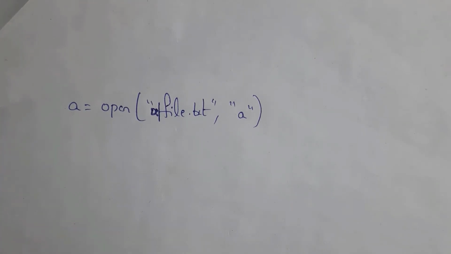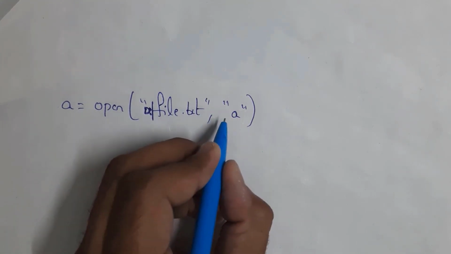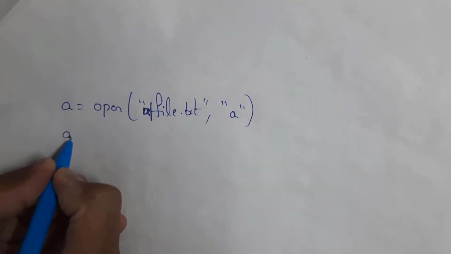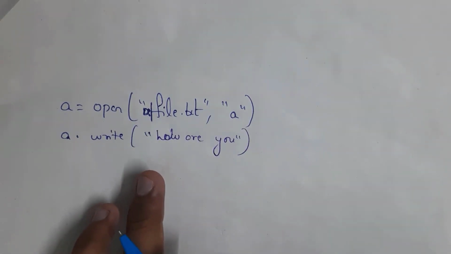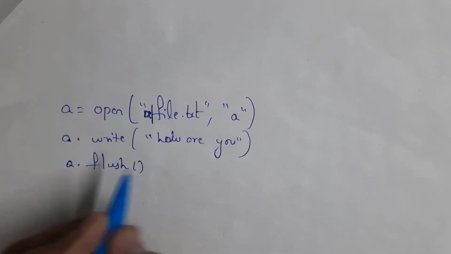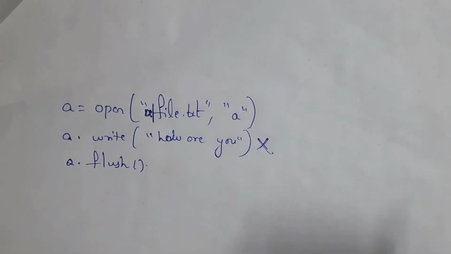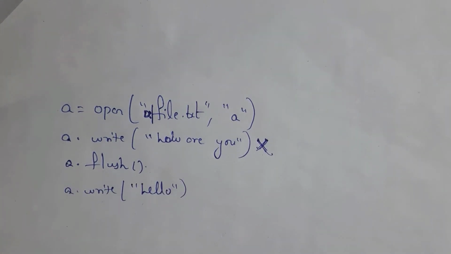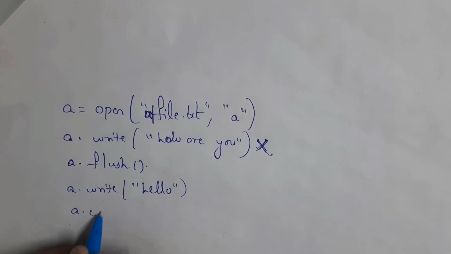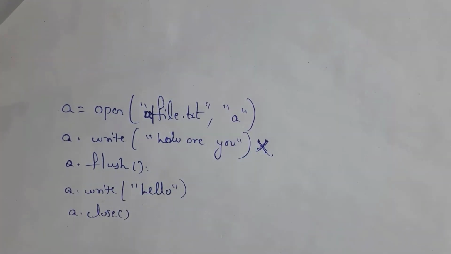Next I will explain what is the use of the flush method. For example, I want to add the text, how are you? So I write here a equal to open file.txt in append mode, and I want to add the text how are you. So just write here a.write of how are you. But I don't want to add how are you, I want to add hello. So just write here a.flush. This flush is used to flush the previous statement. So it will flush this previous statement, and next I want to add hello. So just write here a.write of hello. And at last you need to close this file, so just write here a.close. This is the program. If you want to flush any previous statement, then you can use the flush method.